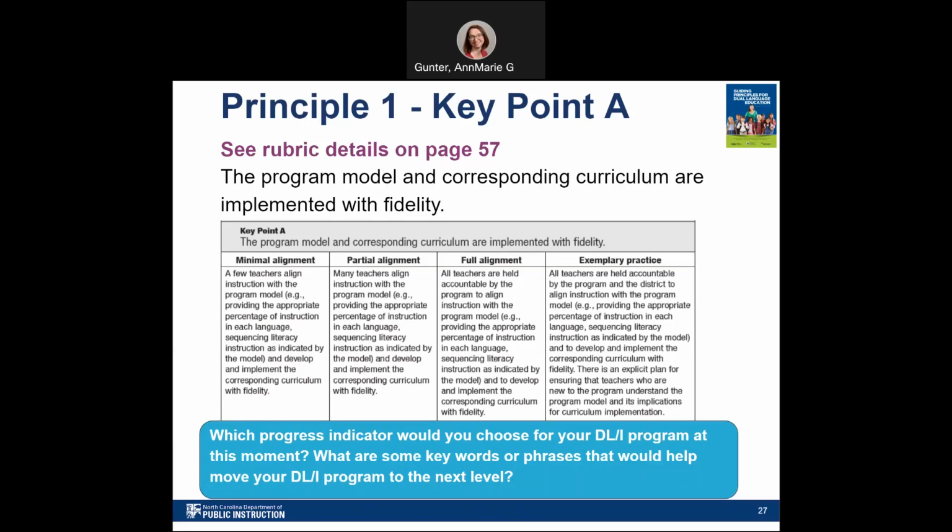I'll be walking us through all of the additional key points for Principle 1, but again, as always, pause this recording when you need to think more or reflect more, or just to accommodate the pace you want to do for this asynchronous workshop.